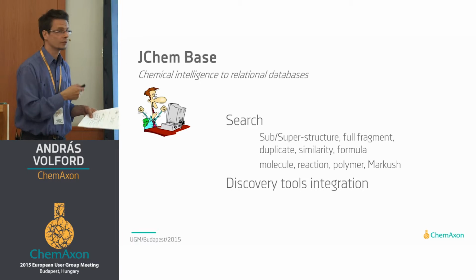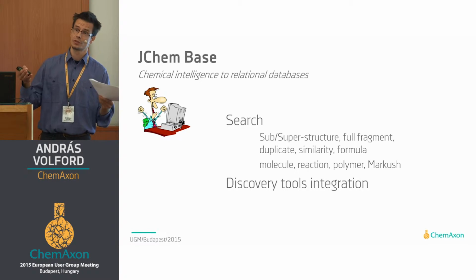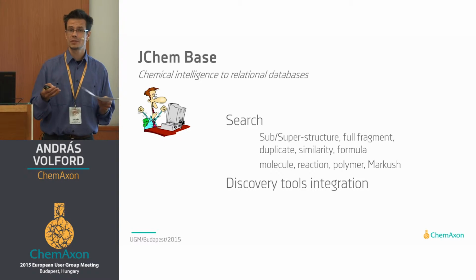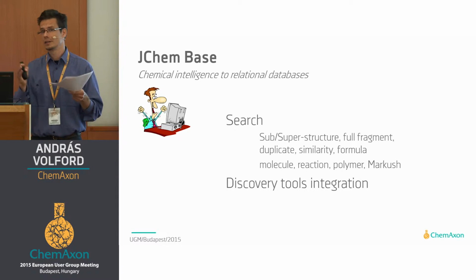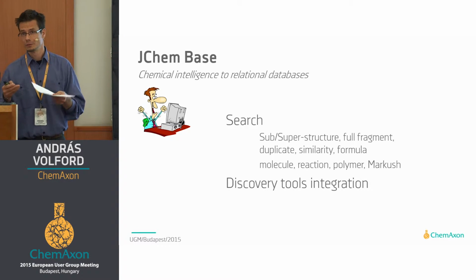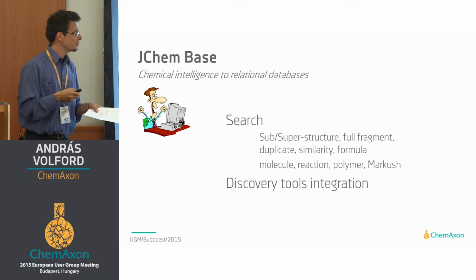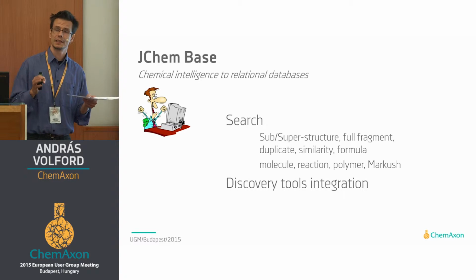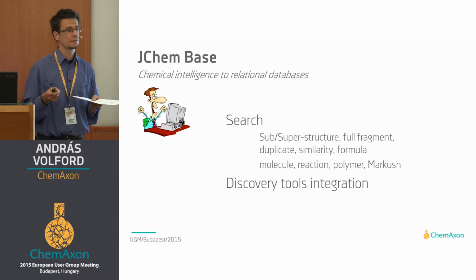Finally, I should mention the Markush search and the Markush structure handling, which enables the user even to store combinatorial chemistry libraries, or, in the intellectual property world, to handle different scenarios. The next step after database handling and storing your structures and searching is usually the discovery toolkits.